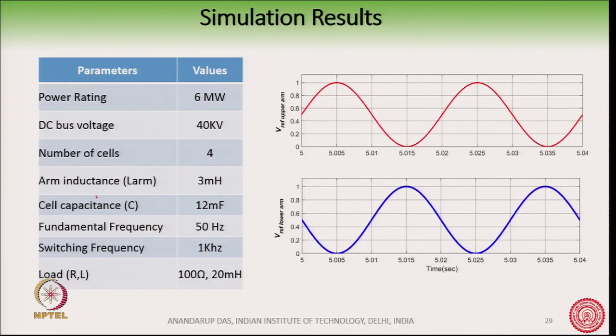So, there are certain parameters which have been chosen, and this is the upper arm reference and this is the lower arm reference, VU star and VL star. You can see that both these references are between 0 and 1. So, there is a DC shift, but the AC are 180 degree opposite. As I told, E by 2 into 1 minus m sin omega t, and in other words E by 2 into 1 plus m sin omega t. So, this is where the phase difference can be seen in the reference.